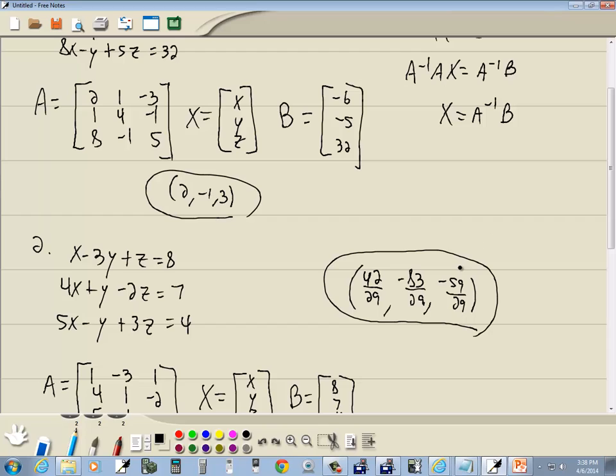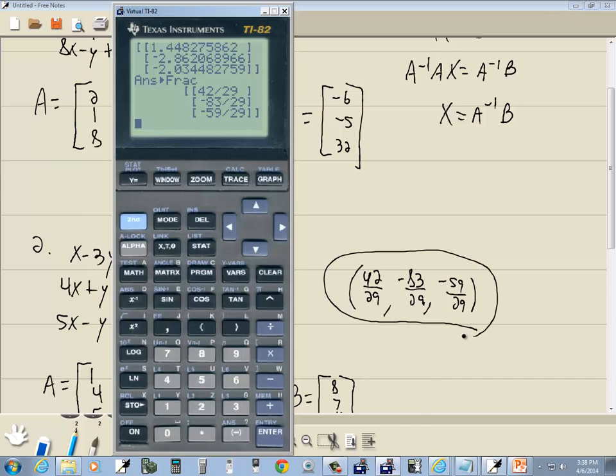And those are answers. And that's how you solve a system of linear equations with 3 equations, 3 variables on a TI calculator.